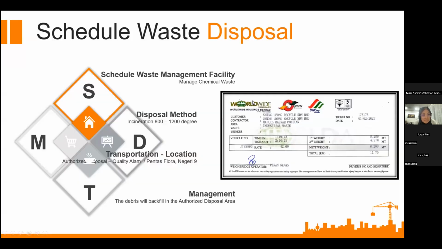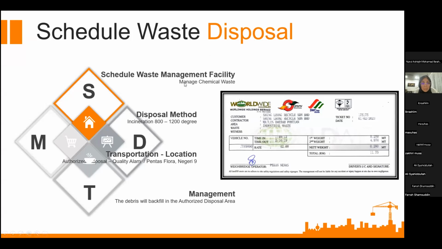Display board. Okay. Nice. And then for the disposal of scheduled waste, what we practice at site is a mechanical chemical waste facility. Once we have that, we need to understand the disposal method. We cannot simply dump it somewhere in an unauthorized area. It must be incinerated at 800 to 1,200 degrees, and then backfilled at the landfill location, only the authorized disposal area. Normally in Malaysia we have Kualiti Alam and Puitas Flora, which is located in Negeri Sembilan.